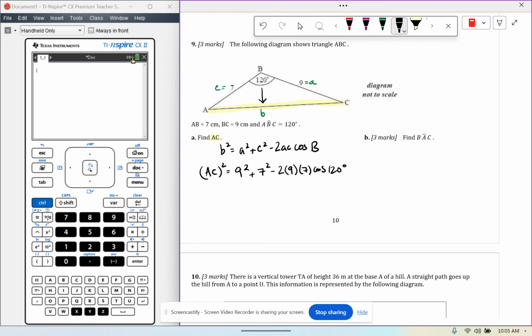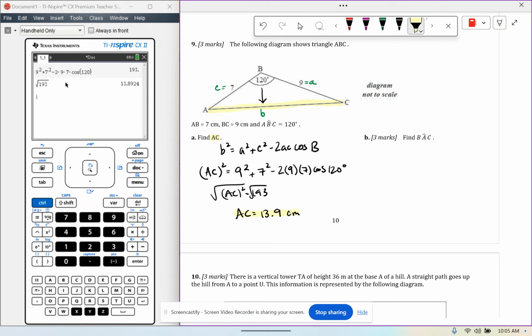I just typed this into my calculator, right? And I get 193. I have to take the square root of that, though, and then I'll get my side length. So I have AC squared was equal to 193. I took the square root of both sides, and I got AC is equal to 13 point something, and I'm going to round that to 3 sig figs. Centimeters.